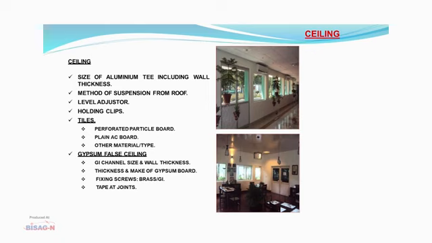The level adjuster has to be proper so that the entire ceiling is at one level. Also, the holding clips at adequate spacing have to be provided to ensure uniformity. The tiles which are being used have to be checked for their thickness. For the tiles, the nature of material to be used has to be checked, that is perforated particle board, plain AC board or any other make or material.